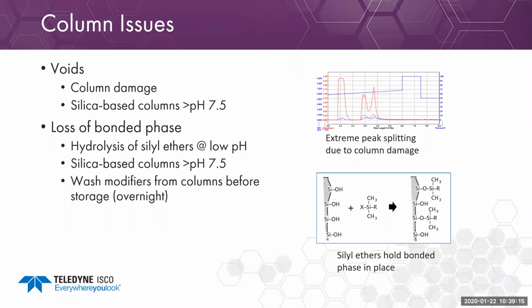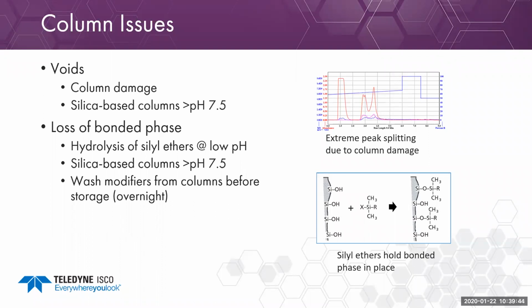So, column issues that you can see in the chromatogram. When you start to see peak splitting, a lot of times that's because you've started to develop voids or gaps in your column. A lot of times this is caused by pressure spikes, often from DMSO. DMSO is very viscous when it goes onto the column and creates a pressure spike at the head of the column. Using guard columns helps minimize this kind of damage.